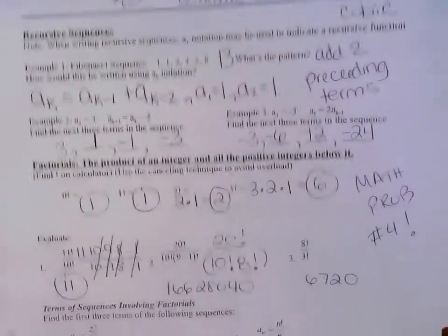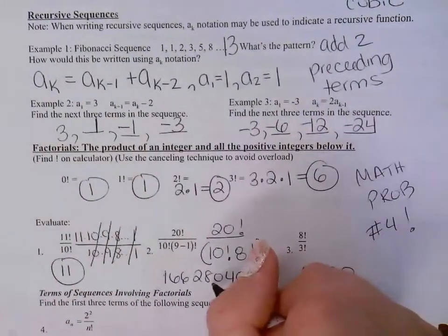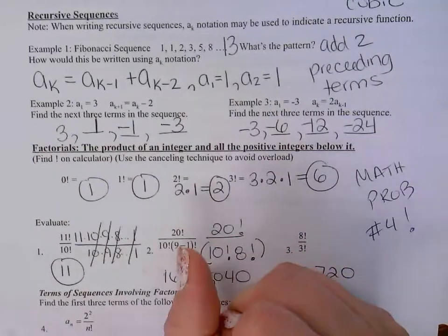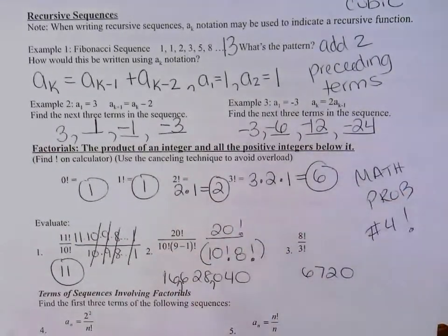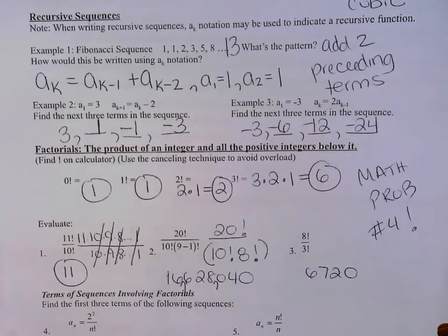So for those first two, did you get, I don't know how many this is, 16 million? That one came out to 16 million? And this one came out to 6,720. All right, see if you can do 4 and 5. And then I might show you the Fibonacci video before we do guided practice.